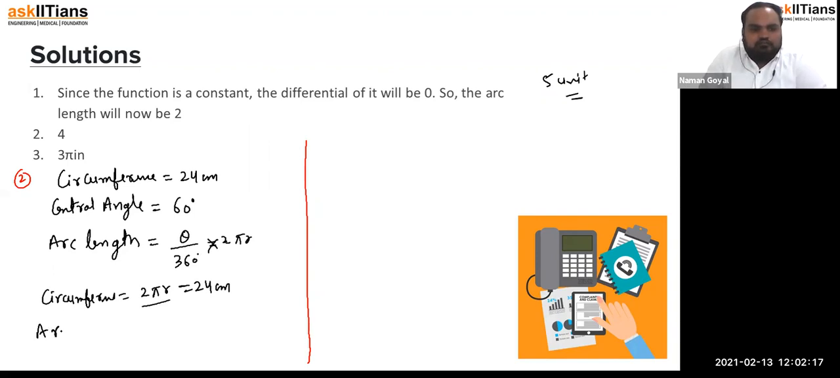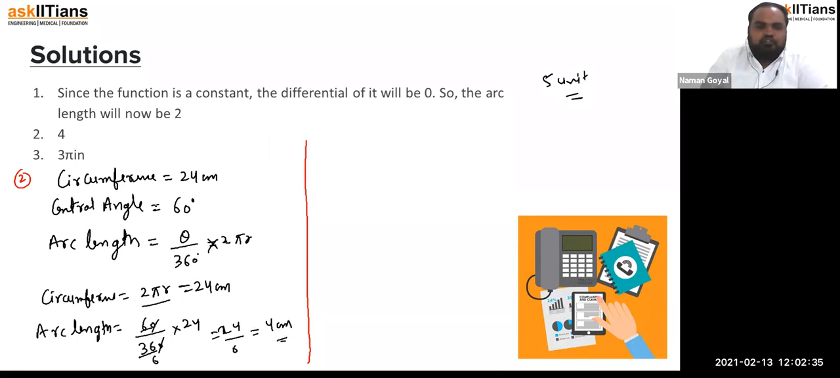Now move to the question. Arc length. Theta is what? 60 degrees. So 60 upon 360 into 24. So 0 and 0 cancel out, 6 times. So the answer will be 24 upon 6. It will be 4 centimeter. So if you see, the answer is 4 centimeter, in this question we can write the unit. Now next question, third question.